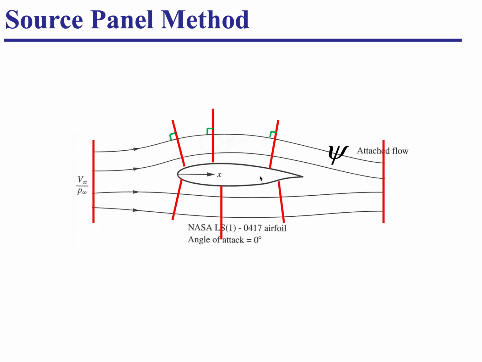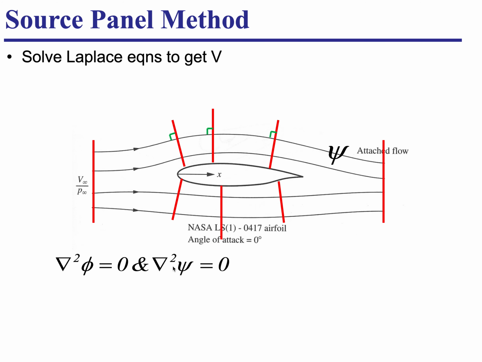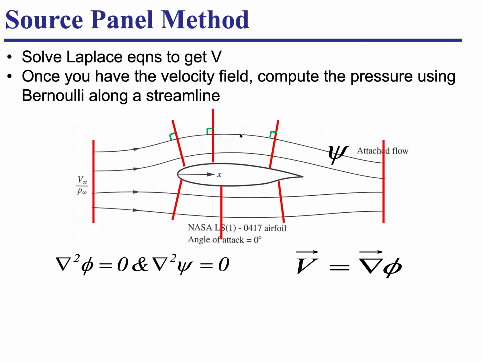So we have this aerofoil that is in a free stream, and what we do is we solve the Laplace equation, which is the del square phi and del square psi, to get the velocity around this shape of the aerofoil. And so this is the big picture, and eventually we get the velocity from the potential flow solution, from the velocity potential. And once we get the velocity, we compute the velocity field and compute the velocity magnitude on each point on the airfoil.